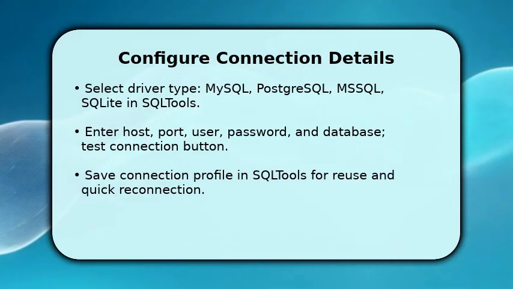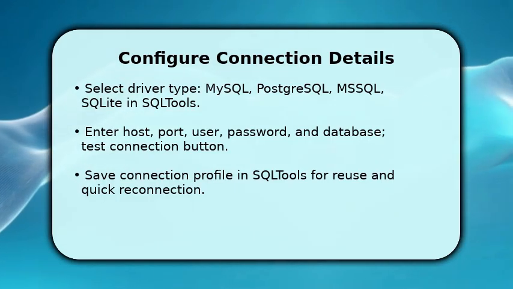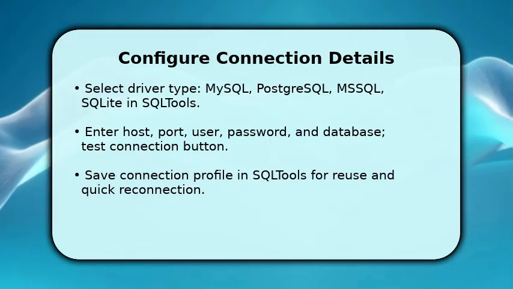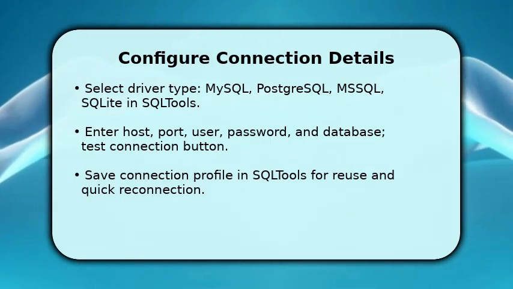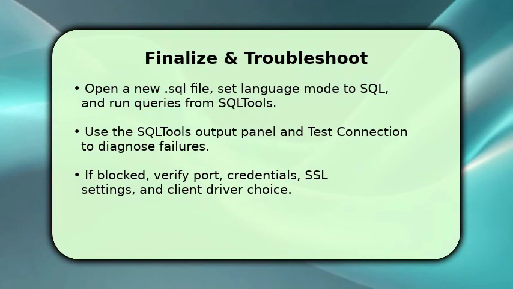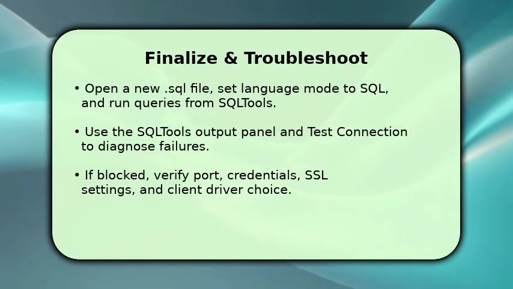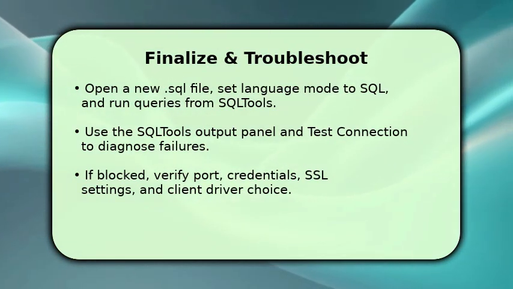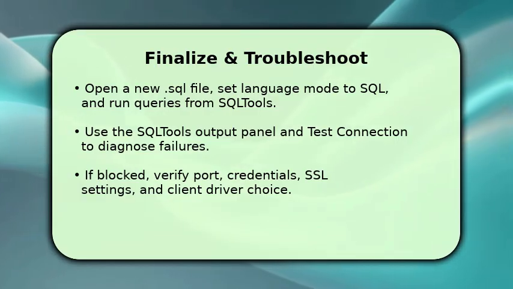Once saved, open the SQL Tools sidebar entry, select the profile. Finally, complete the setup by opening a SQL file, selecting SQL language mode, and running queries through SQL Tools Query Runner. Make sure the results in Object Explorer populate. Once you see rows, the link is complete.